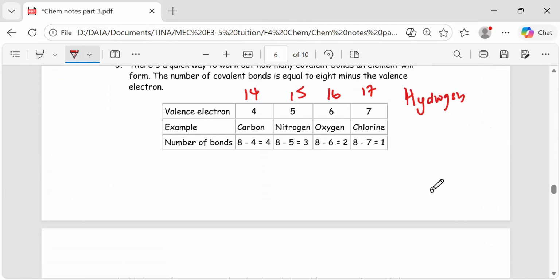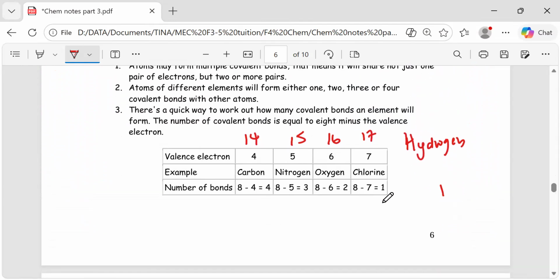Hydrogen only forms one bond. Chlorine, group 7, everybody in group 17 forms one bond. Everybody in group 16 forms two bonds. Group 15 always three bonds. Carbon, group 14 always four bonds. Okay? All right.